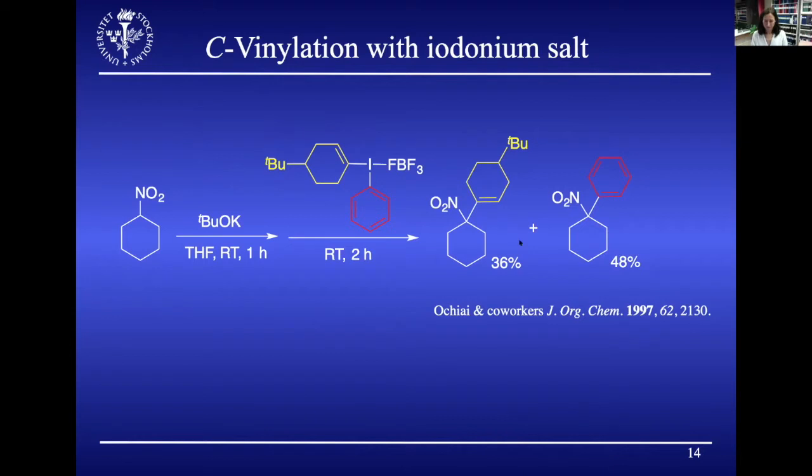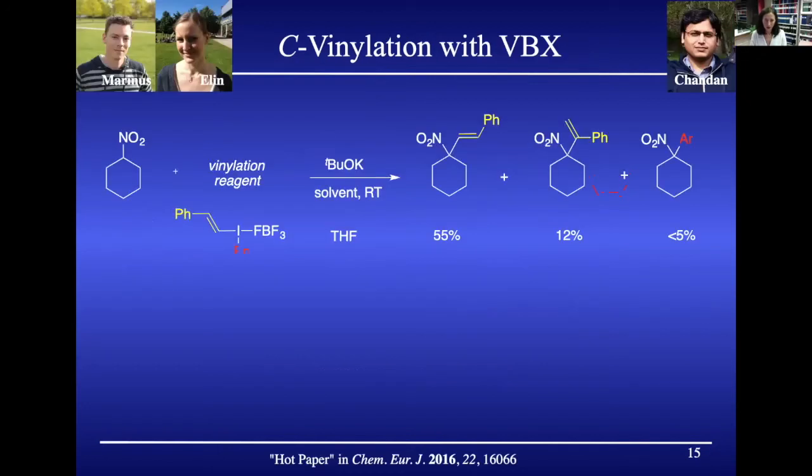products. So they got a mixture of the vinylated product and the arylated product, meaning that the chemoselectivity in this reaction was very poor. And we wanted to understand why it was so poor, and we wanted to compare that to VBX. So to make it a fair comparison, we synthesized an acyclic vinyl iodonium salt instead that would be more comparable to the VBX reagent that we had.